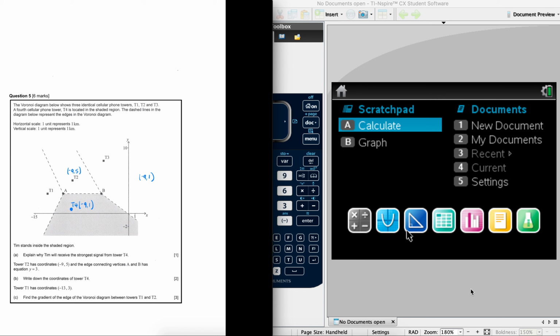And then tower T1 has coordinates 13, 3. And we're asked to find the gradient between T1 and T2, which is the gradient of this line here. So we know that it's a perpendicular bisector. So the first thing we need to do is find the gradient of the line between T1 and T2, and then we can use the negative reciprocal for the perpendicular.